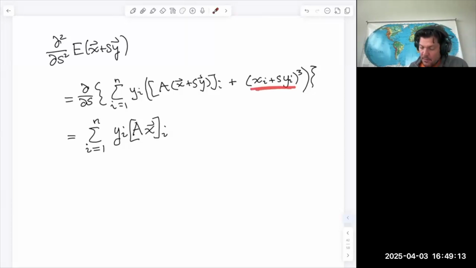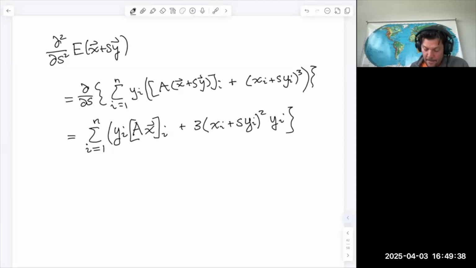The next one is going to be, let's take the derivative of this term. Taking the derivative of this one, we get 3 times the quantity xi plus s yi, squared, and then times the derivative of the thing inside, which is going to be yi. And now to find the second derivative operator, we're going to set s equal to 0, not 1, 0.